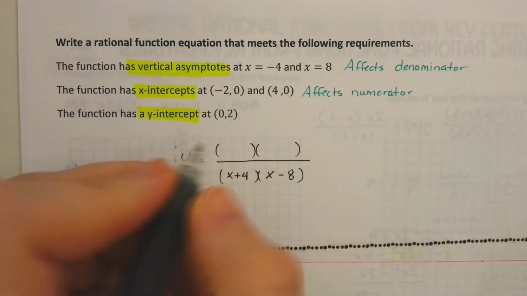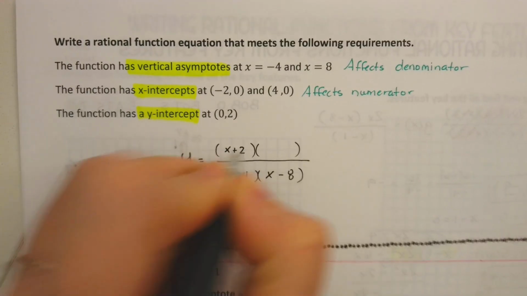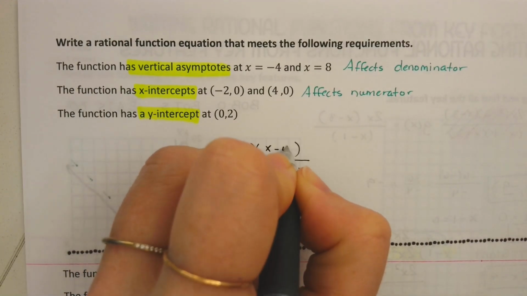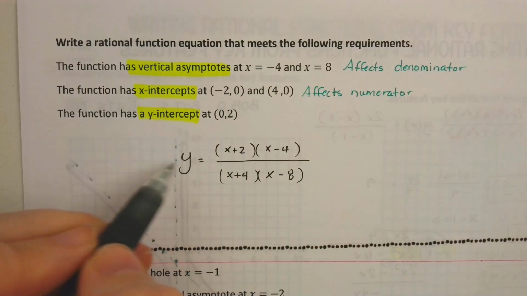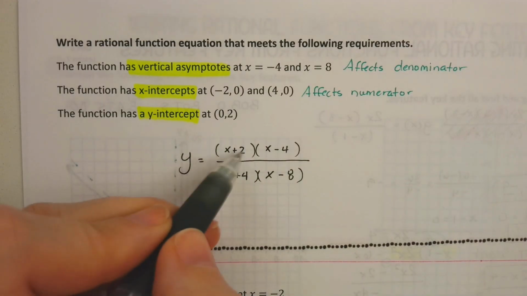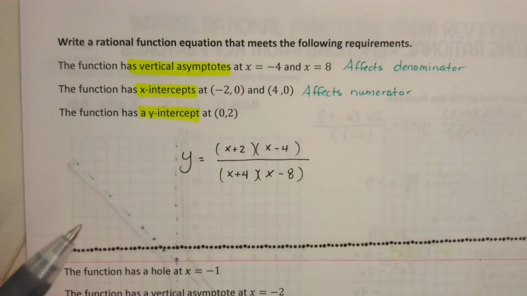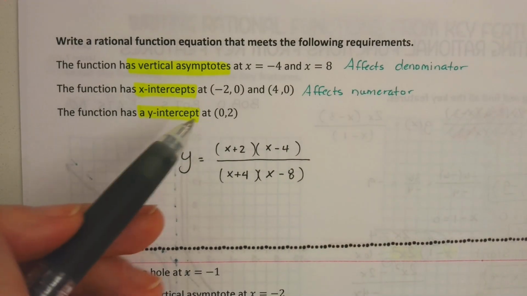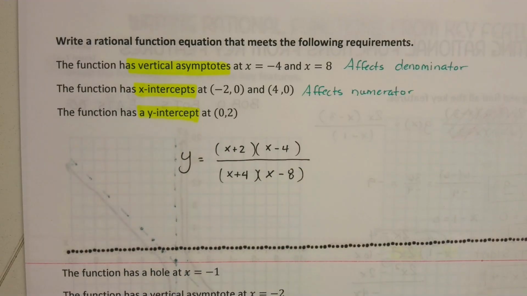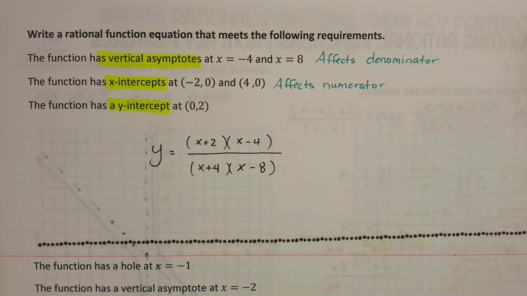I have to write the whole factor. x plus 2 and x minus 4. Very good. As this negative 2 came from setting this y equal to 0 and solving it. And that's how we got negative 2. This positive 4 came from setting this equal to 0 and solving it. Now, I need to check the y-intercept, and then I can adjust if needed, like add a number.